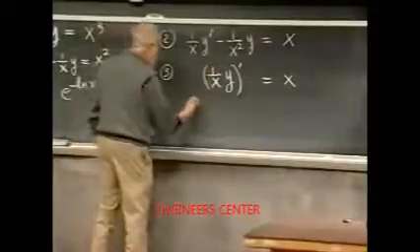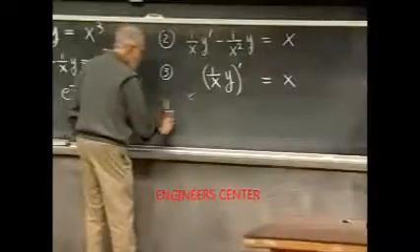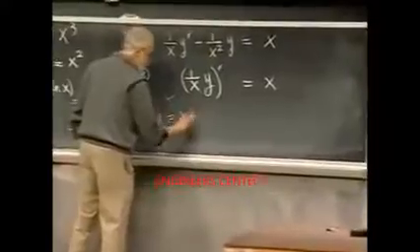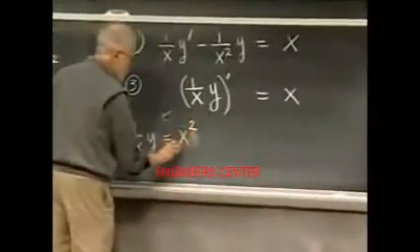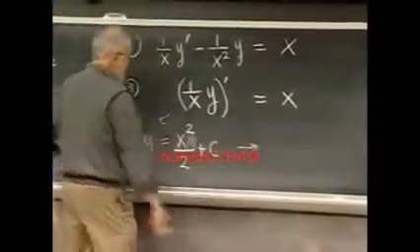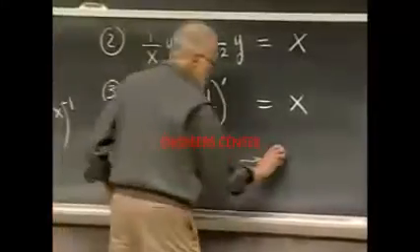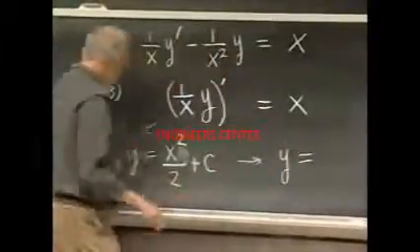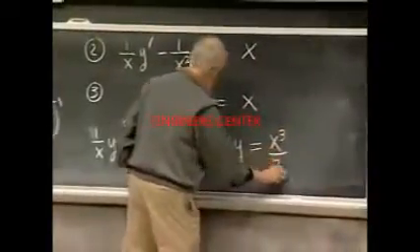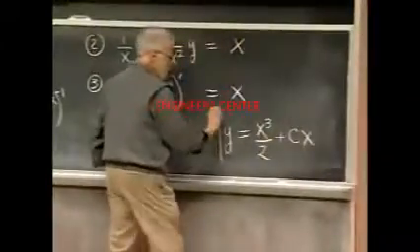Continue, do the integration. So you're going to get, let's see if we can do it all on one board. 1 over x times y is equal to x squared over 2 plus a constant. And the final step will be, therefore, I now want to isolate y by itself. So y will be equal to, multiply through by x, x cubed over 2 plus c times x. And that's the solution.